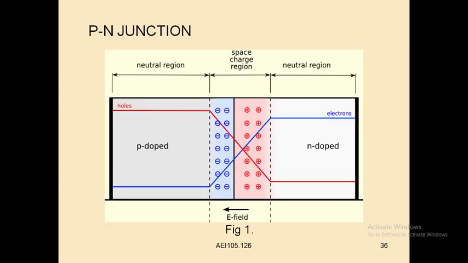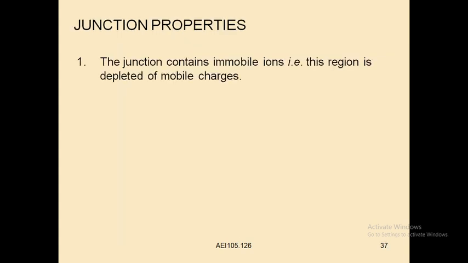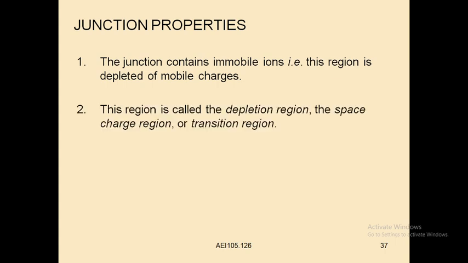This is the energy band diagram. Here, what are the different properties of the PN junction diode? The junction contains immobile ions, that is, this region is depleted of mobile charges. We call this region the depletion region, space charge region, or transition region. The width of this transition region is 1 micron.